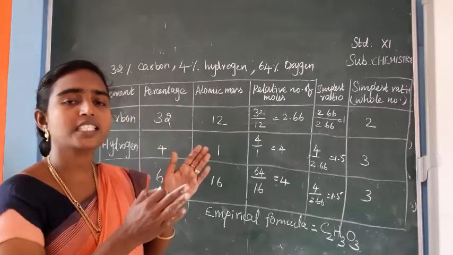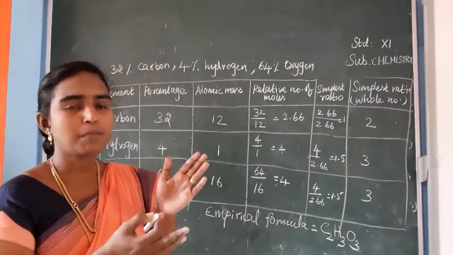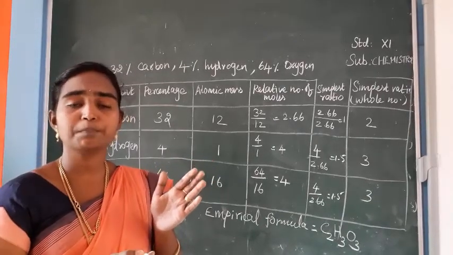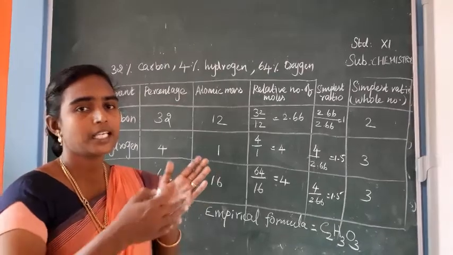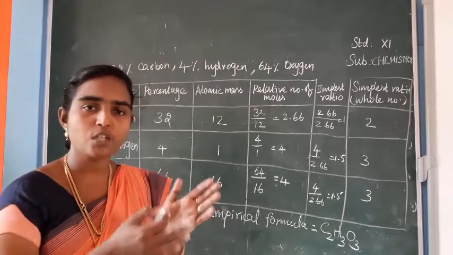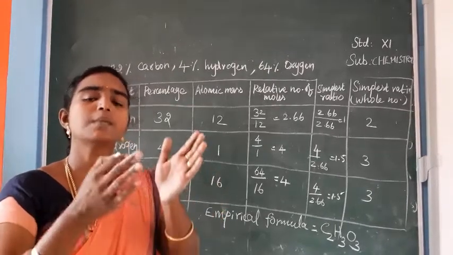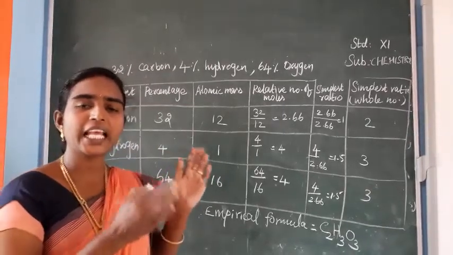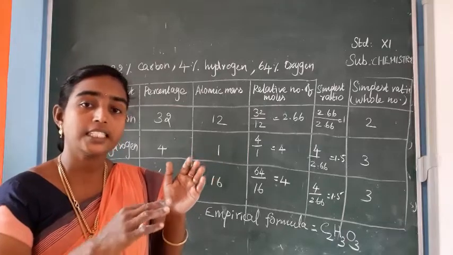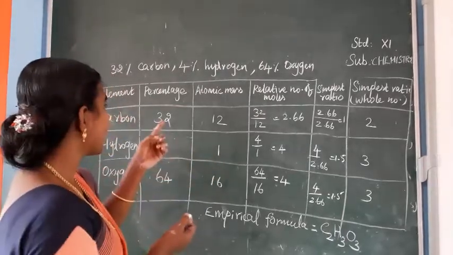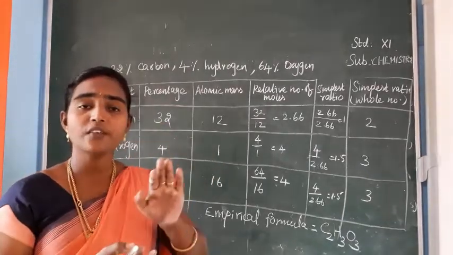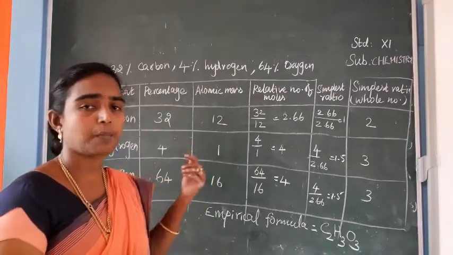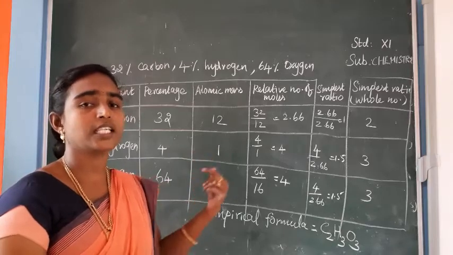In the first box we write the element, in the second box the percentage, in the third box the atomic mass, in the next box the relative number of moles, and then the simplest ratio in whole numbers. The first two boxes we can enter from the question itself. Then the third box, that is atomic mass, we are familiar with from previous pages: carbon 12, hydrogen 1, oxygen 16.